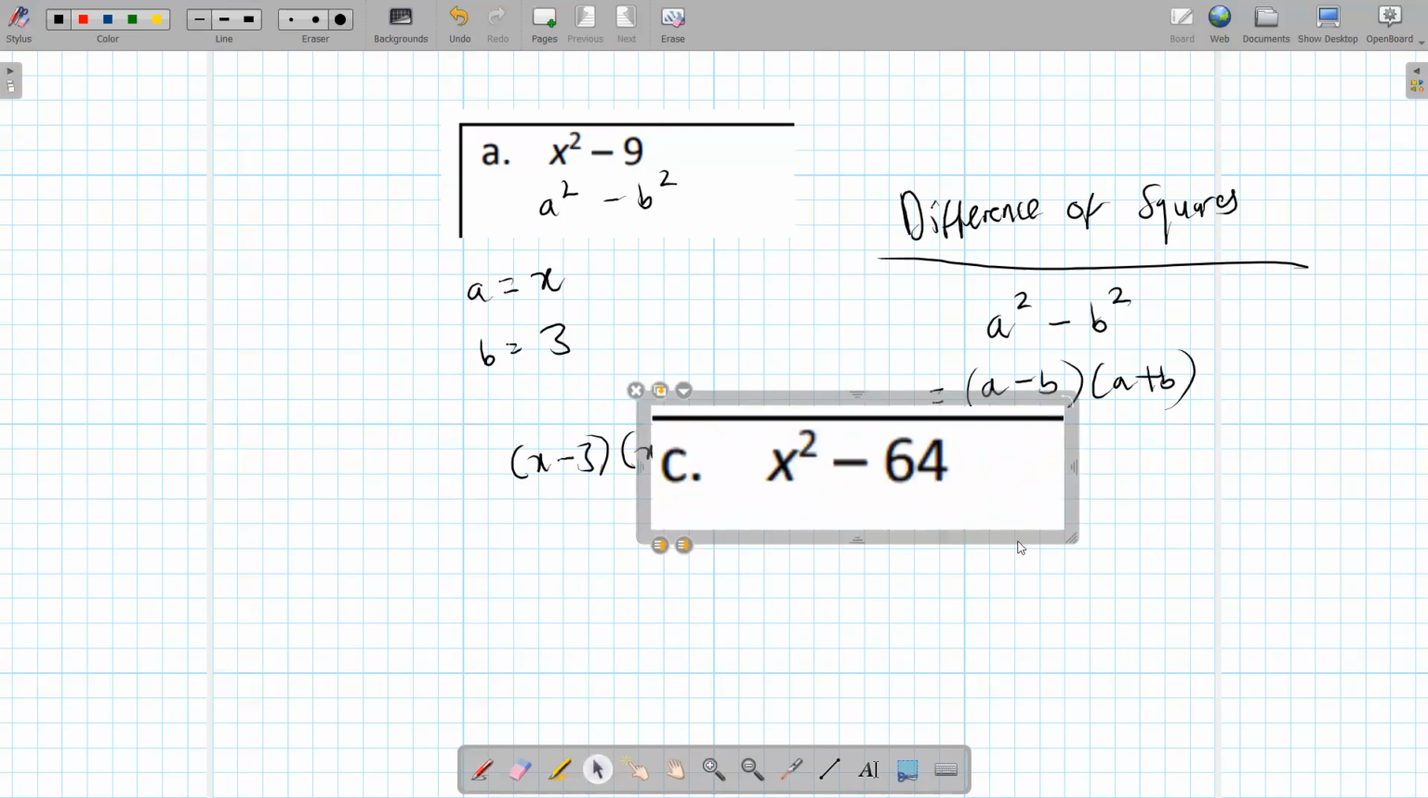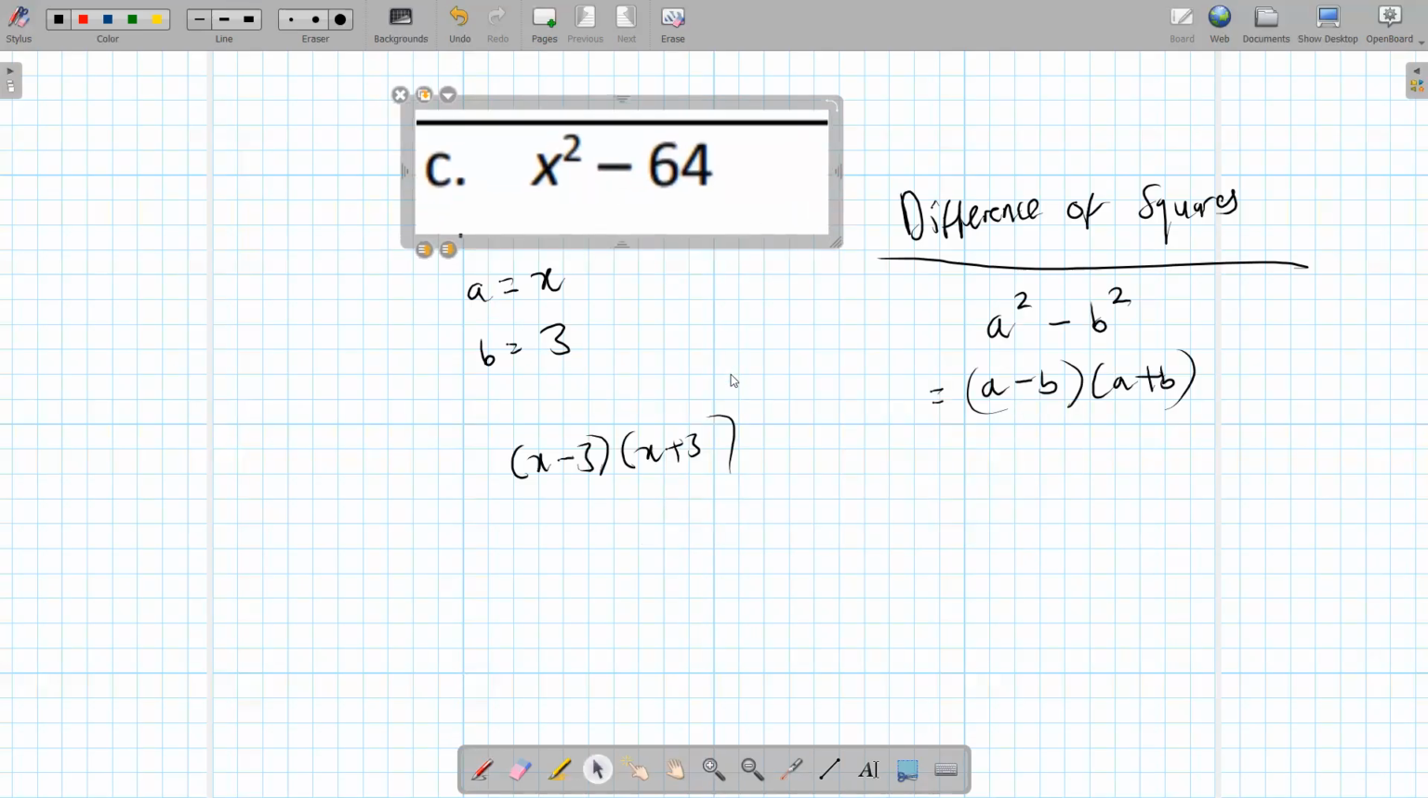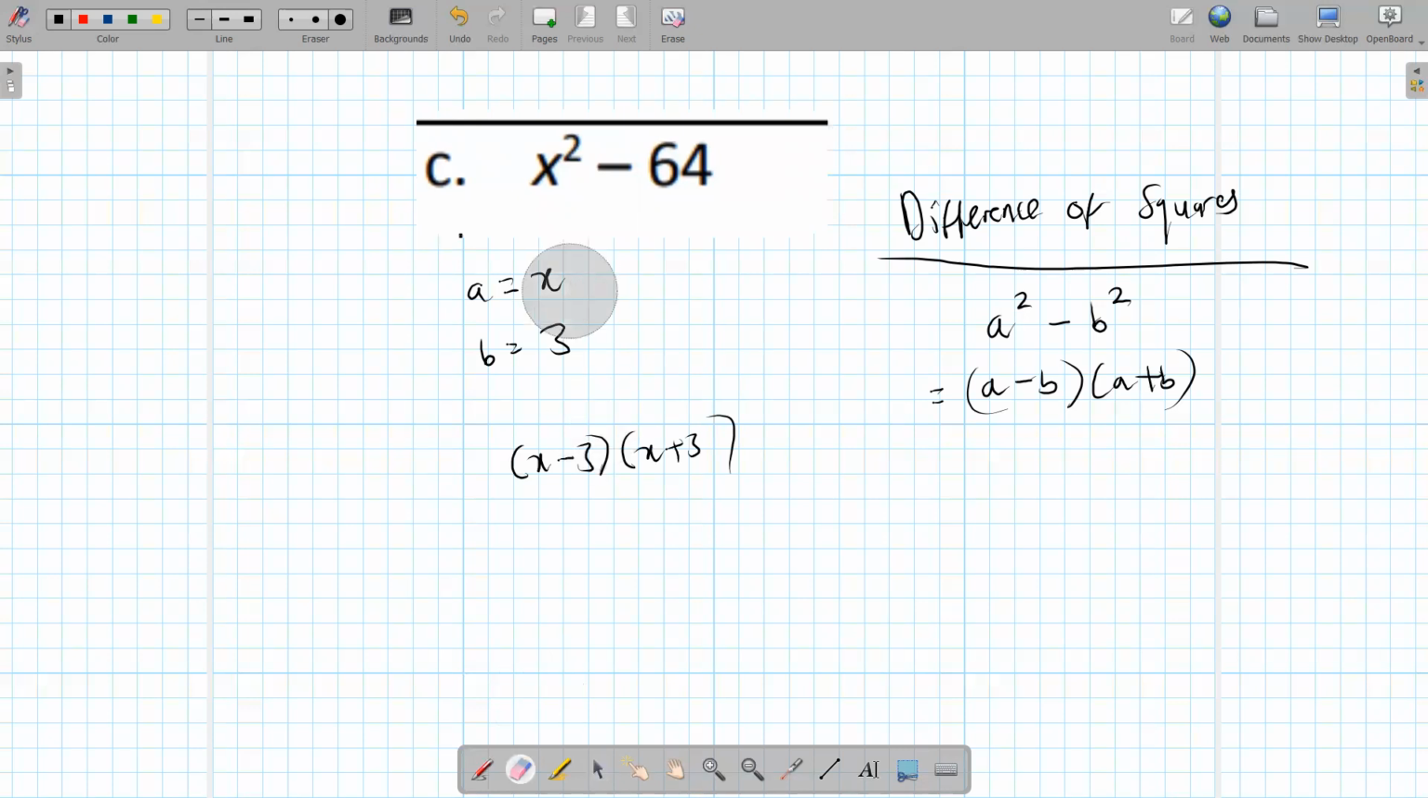Let's try another one. What about for this? What is a and what is b? A is x. And b is 8. So you have x minus 8 times x plus 8, and you're done. Look at the pattern.